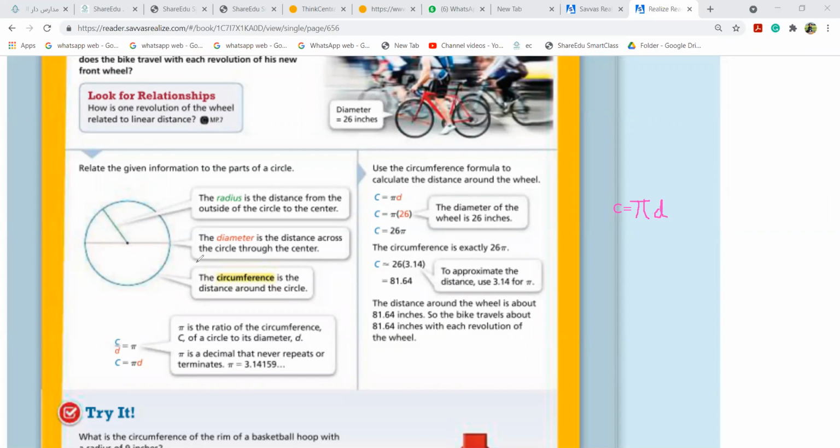Now, if they give you diameter is 26, like this is an example. The diameter of the wheel is 26. The diameter is the whole thing, girls. It is the whole line. This is 26. So just substitute. C equals pi. What is pi? Always I told you it's 3.14. Multiply by d. How much is d? I told you 26. Take a calculator, girls, and please multiply this and tell me.